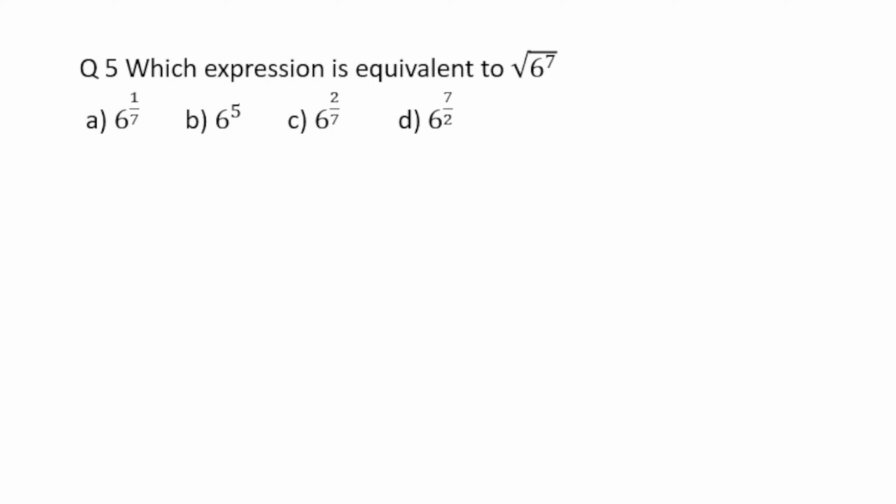Similarly, question number 5. Which expression is equivalent to square root of 6 to the power 7? This square root is the 1/2 power of 6 to the power 7. That means 6 to the power 7, to the power 1/2. Now we have to use the power of exponent property. That means powers are multiplied. 6 to the power 7 over 2. Answer is D, 6 to the power 7 over 2.